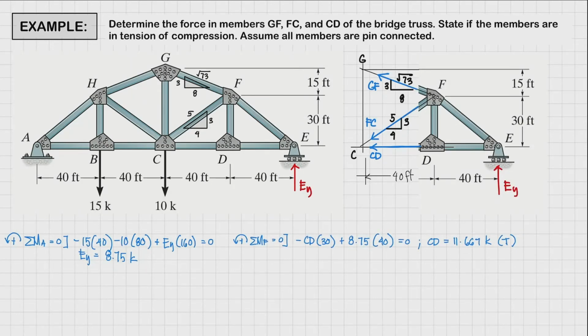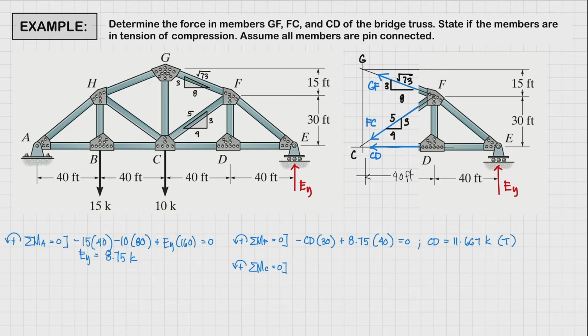Alright, so let's proceed. The next thing that we could do is sum up all the horizontal and then sum up all the vertical forces. So we'd have two equations and two unknowns, GF and FC. Or we could sum up the moment at point C so that we could solve for GF. So let's do that. Let's sum up our moment at point C. We're going to assume a positive direction of counterclockwise, and everything must be equal to 0 so that we could have equilibrium.